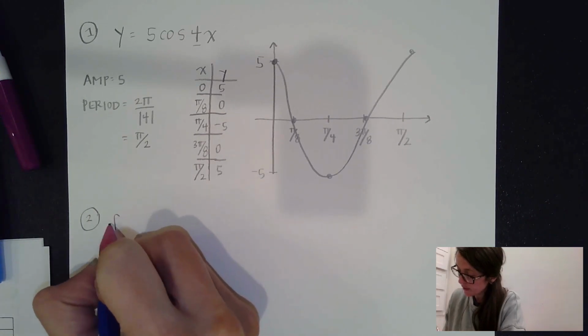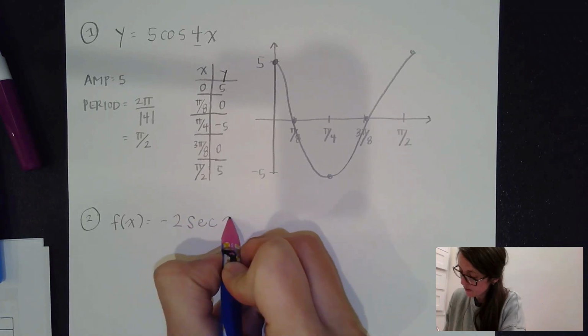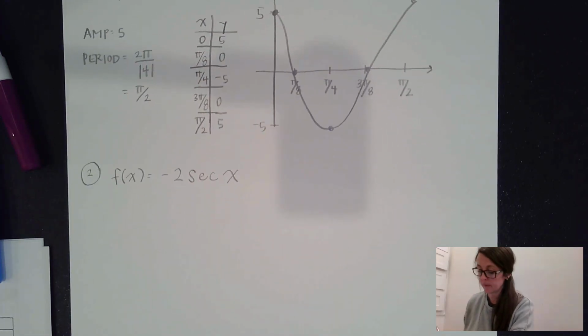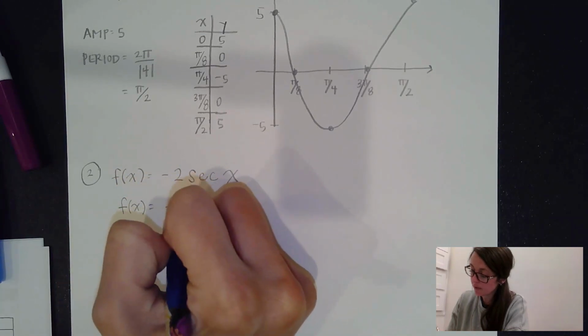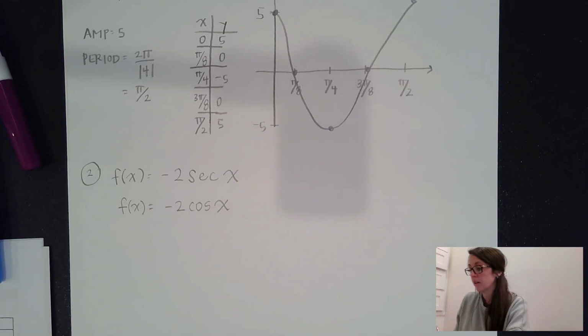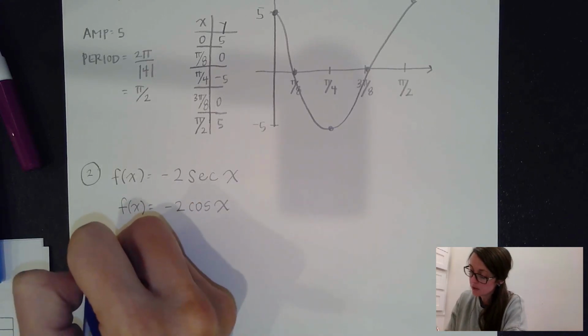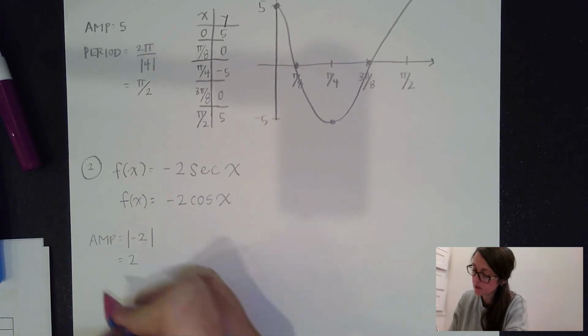Alright, so what if I ask you to graph a secant graph? Secant is the reciprocal of cosine. So I want to first graph the cosine graph, and then you can graph the secant graph from that. So the amplitude is going to be what? The absolute value of negative 2. So the amplitude is going to be 2.